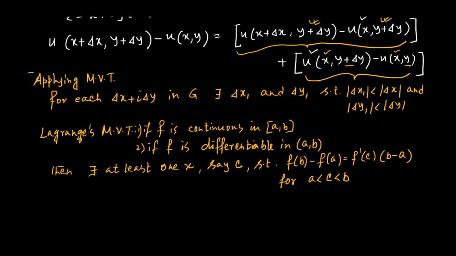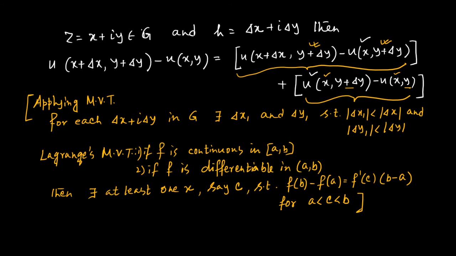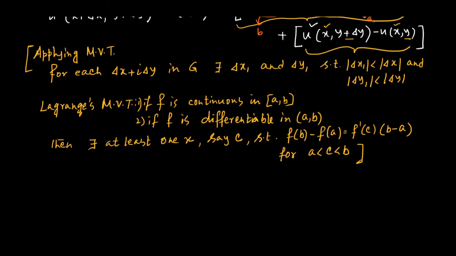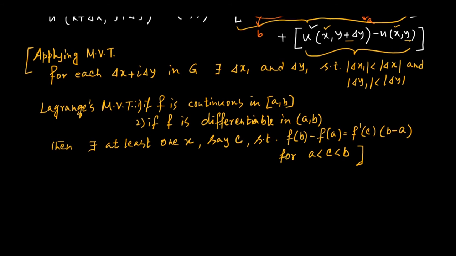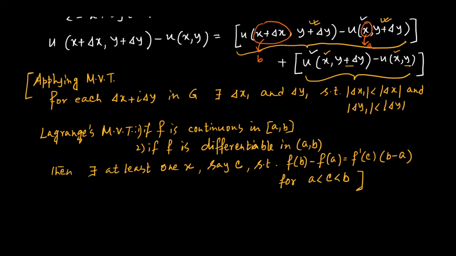So if we apply Lagrange's mean value theorem in this case, say for the first bracketed expression, I can consider, see, actually the change is happening in the x value. So I can consider this as my b and this as my a. If I apply Lagrange's MVT, then by the definition, we can write u(x plus delta x, y plus delta y) minus u(x, y plus delta y) is equal to what?